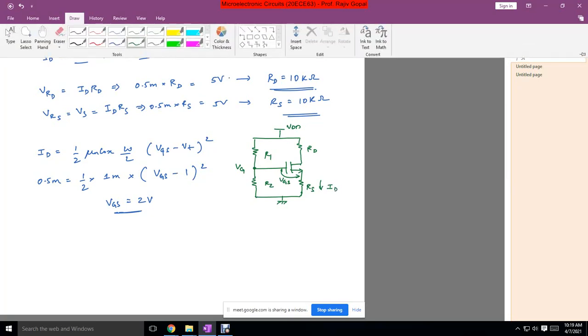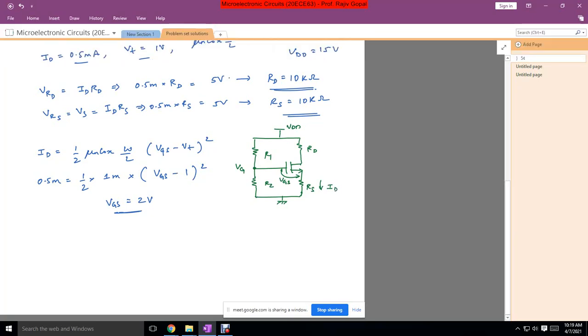So when I apply KVL like this, I get VG minus VGS minus IDRS equal to 0. I don't know the value of VG. VG will tell me what the values of R1 and R2 will be. So VGS I will substitute here. VG minus 2 minus IDRS, which is actually 5, remember we got it from this, equal to 0. So from this, VG is 7 volts.